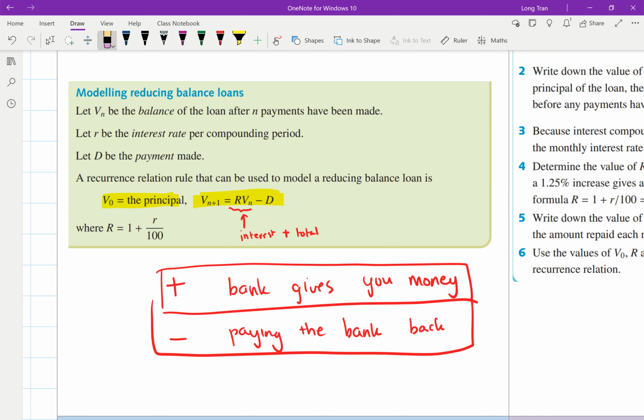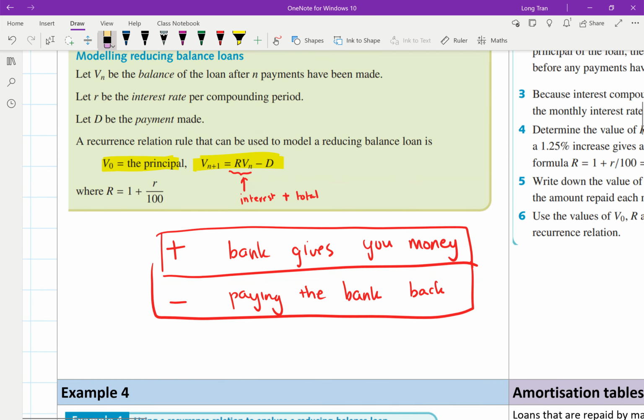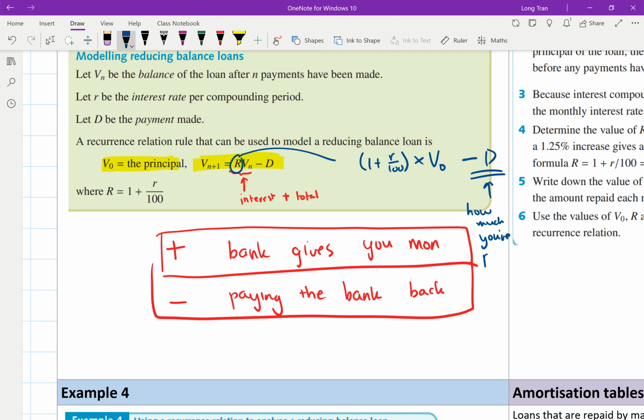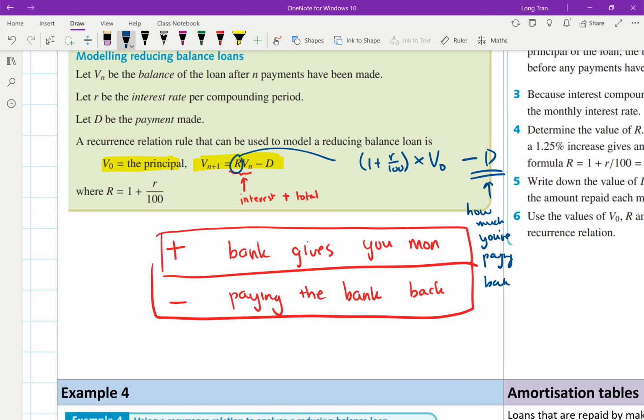Okay, so that amount is how much you're paying. R is the rate. Okay, so I'm going to show you again, just to help you remember geometric sequence compound interest. Remember with compound interest, R talks about 1 plus the rate to the power of n. That's the formula, but in our case, we're not doing a formula, we're doing a recurrence. So it's that multiplied to what you borrowed, or what's left over, and then minus D for how much you're paying back. Okay, just to give you that context. So let's do an example.